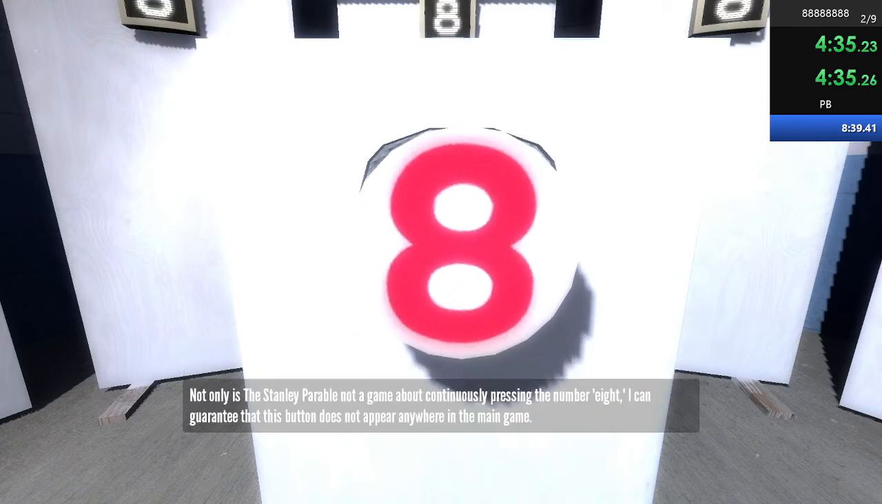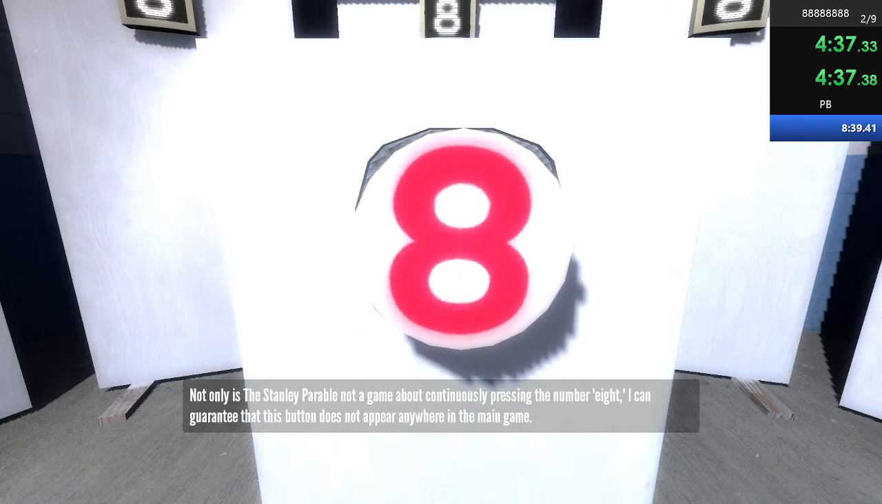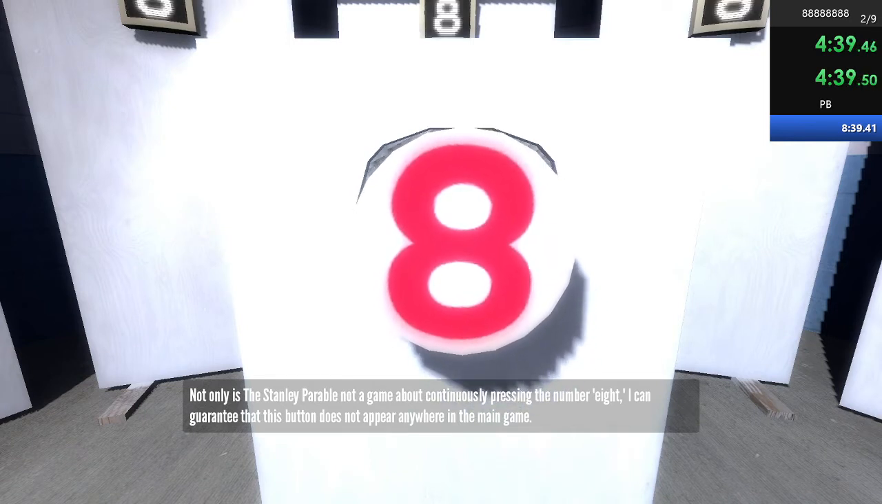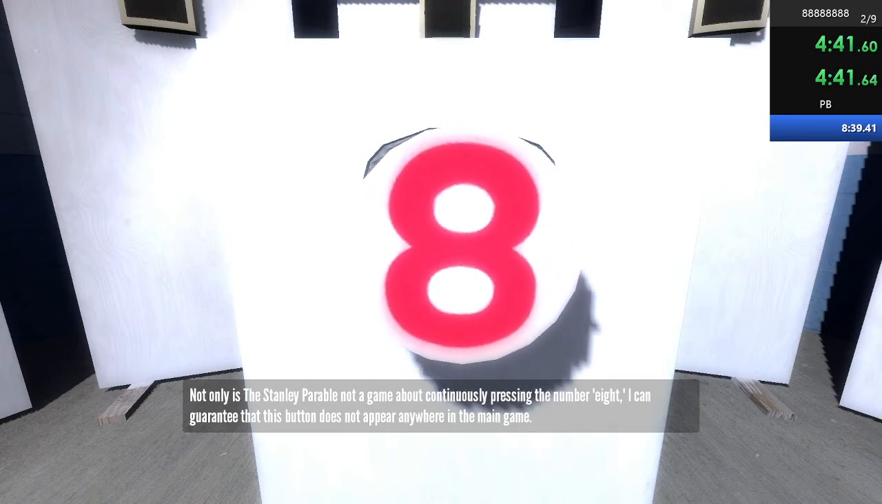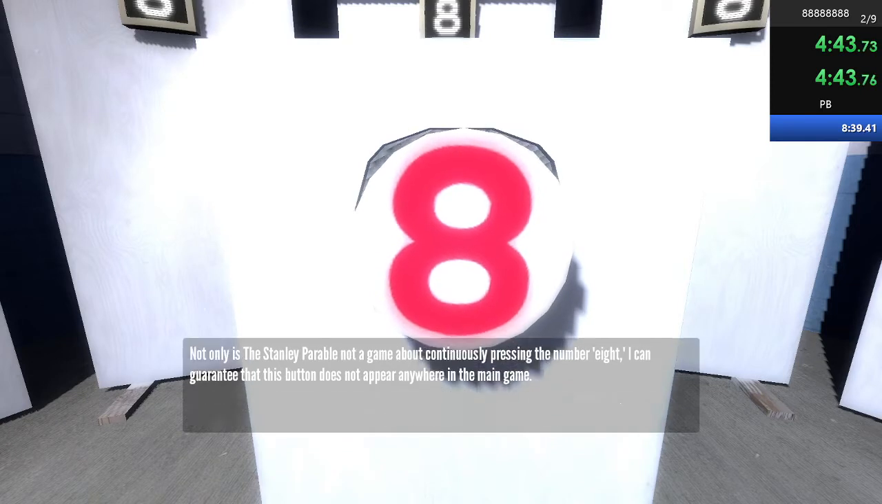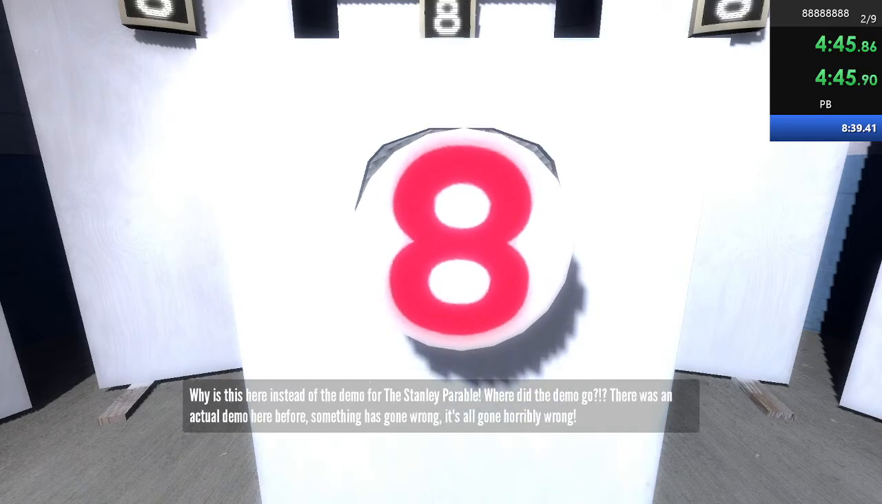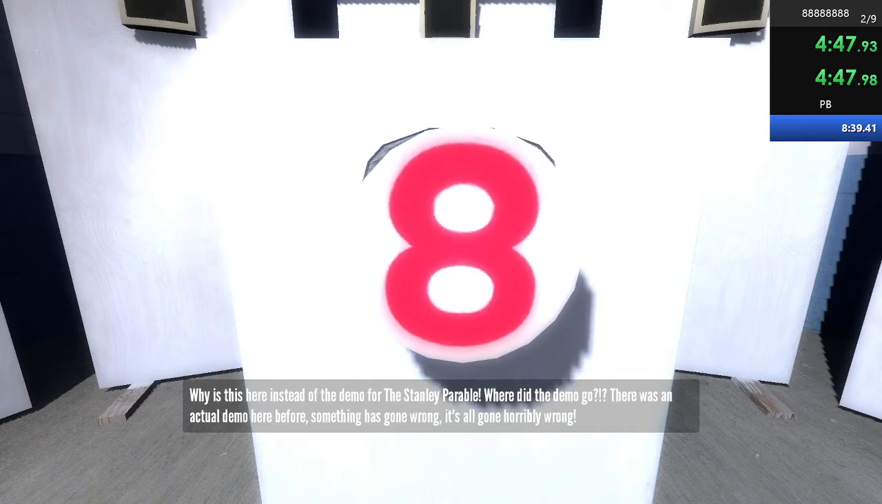Not only is the Stanley Parable not a game about continuously pressing the number eight, I can guarantee that this button does not appear anywhere in the main game. Why is it here instead of the demo for the Stanley Parable? Where did the demo go? There was an actual demo here before.